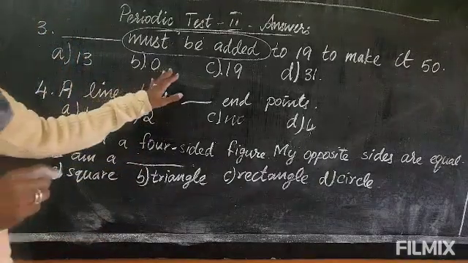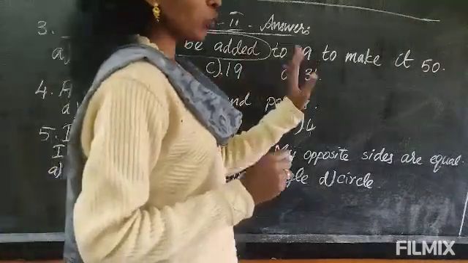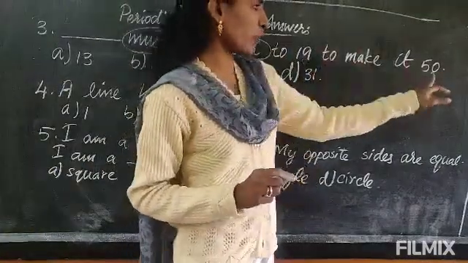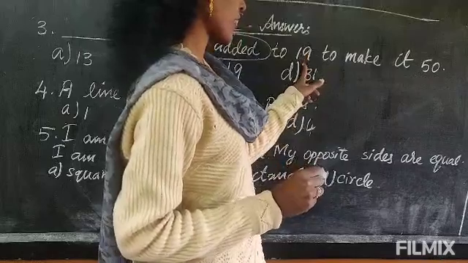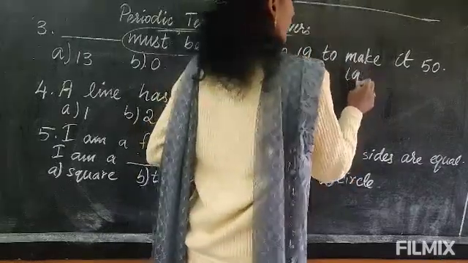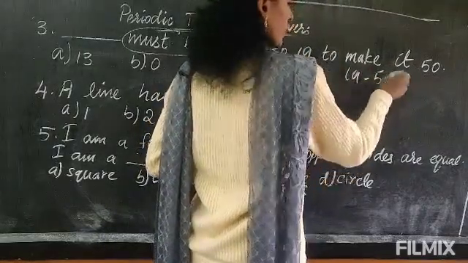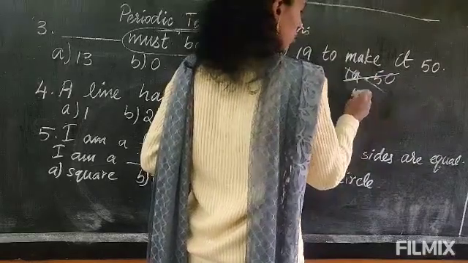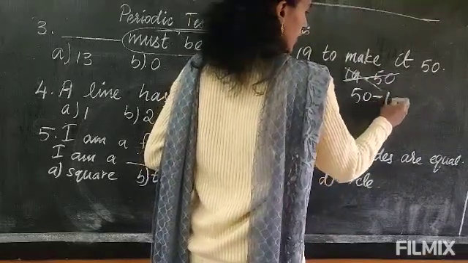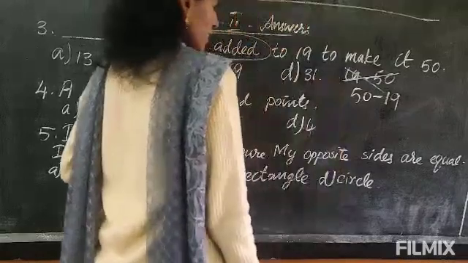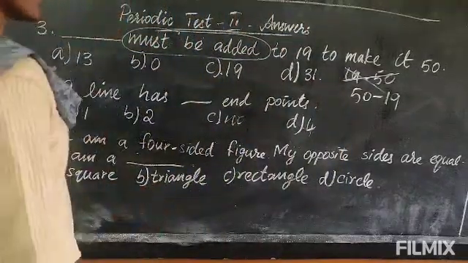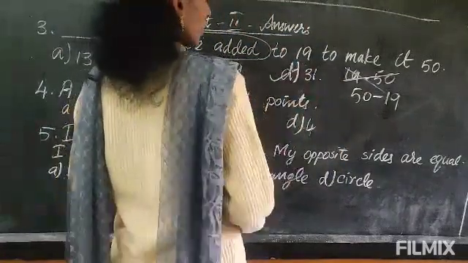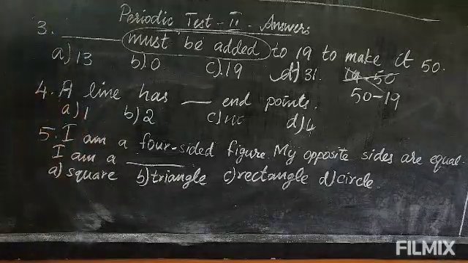When you minus, you have to minus from big to small. 19 is smaller, 50 is bigger. You should not write 19 minus 50. Always when you minus, write the big number first. So 50 minus 19, what will you get? 31. 31 is the answer.